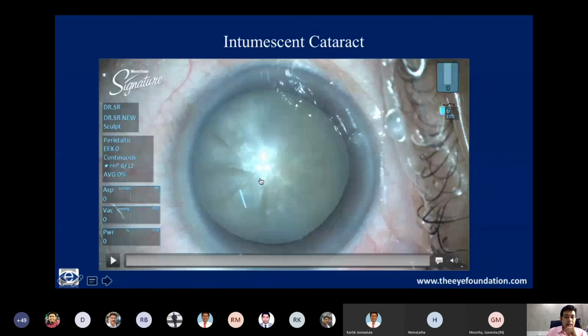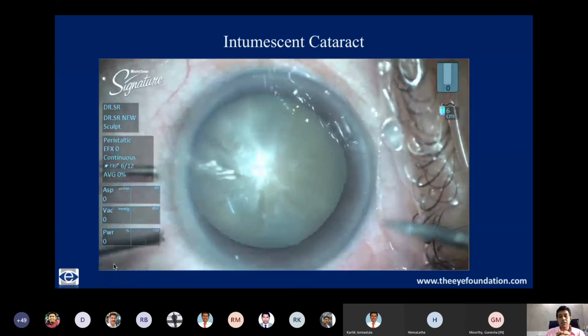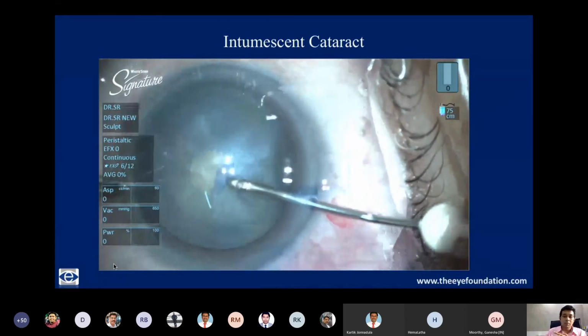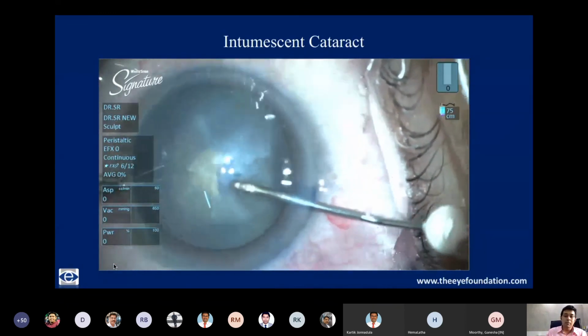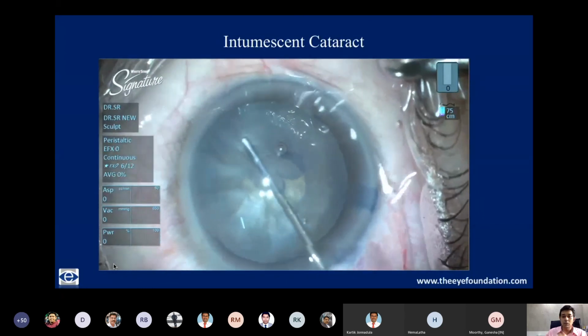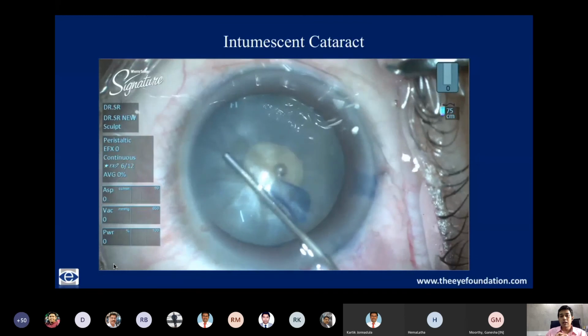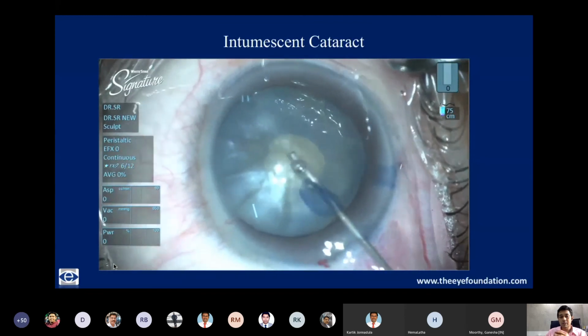This is the last video that I have, one of intumescent cataract. With an intumescent cataract, the phaco itself is not much of a challenge. It's really the rhexis. So my usual go-to technique is to make an initial small rhexis after using a high molecular weight viscoelastic. I then aspirate or do even a gentle hydrodissection and remove the entire fluffy cortex in these intumescent cataracts.